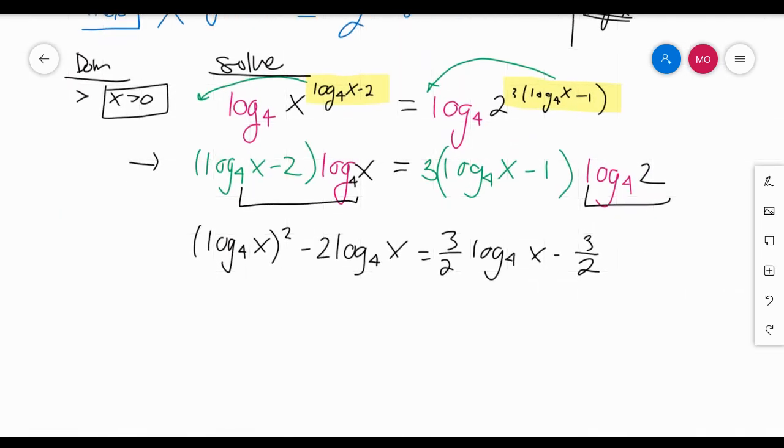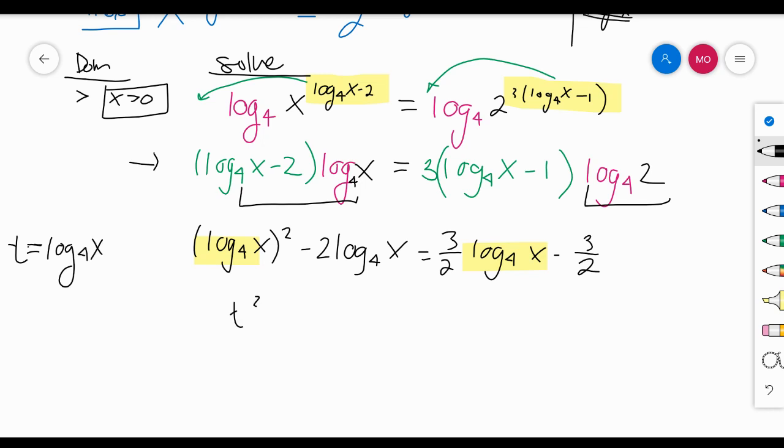Now, if you notice, we have the same thing, but one of them is squared. So whenever you have that, by now you should know that this is a call for substitution. So we're going to take t. T is equal to log base 4 of x. So we're going to get t squared minus 2t minus 3 over 2.